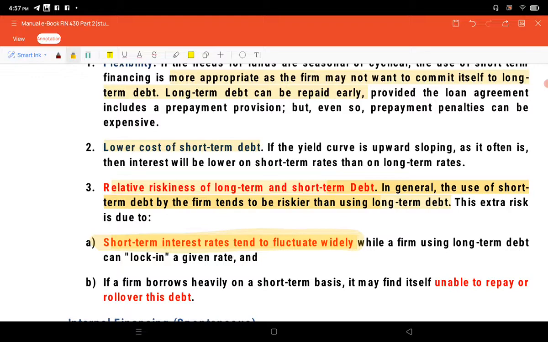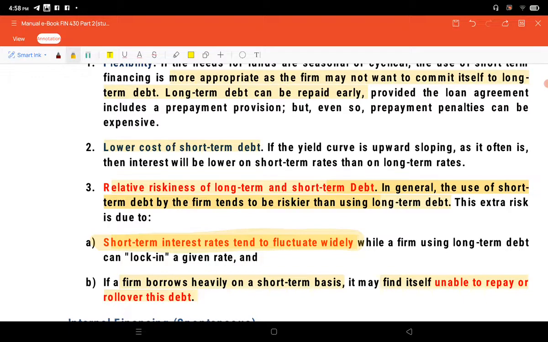Okay. Dan keduanya, sekiranya firms borrow heavily on a short term basis, kadang-kadang it may find the company unable to repay or roll over the debt. Okay, because dalam sesuatu keadaan company ni gagal untuk membayar jumlah short term loan yang agak besar dan mereka tak mampu bayar dalam masa yang singkat. Contoh, they have to repay the loan within 6 months, dan dalam masa 6 bulan tu mungkin perolehan syarikat tidak memadai untuk membayar loan tersebut dalam tempoh yang terlalu singkat. Okay. So ini yang boleh berlaku, jadi akan ada risiko juga kedua-duanya.